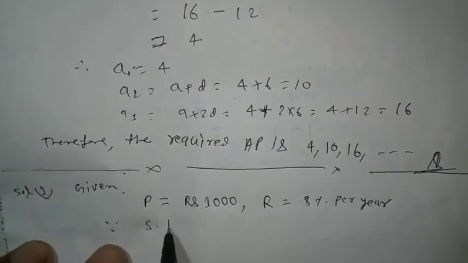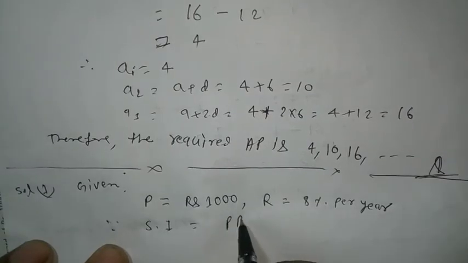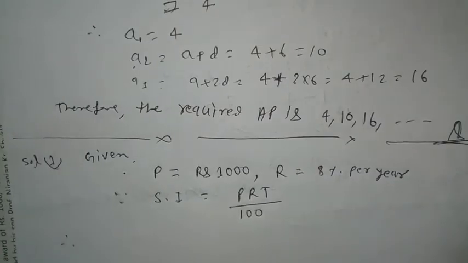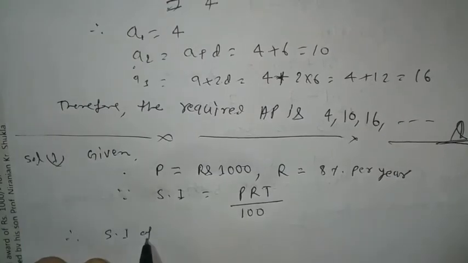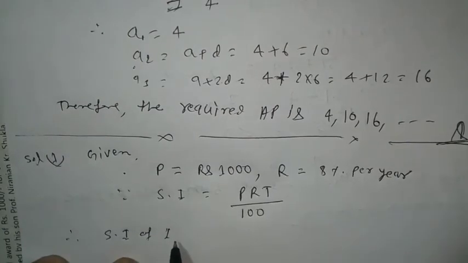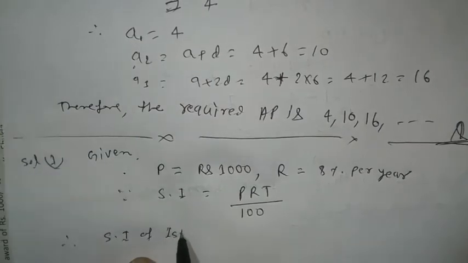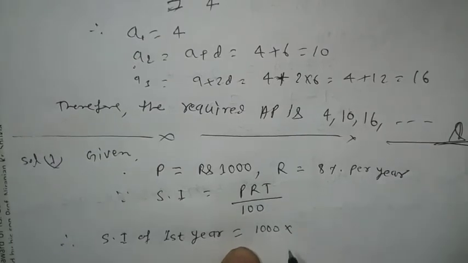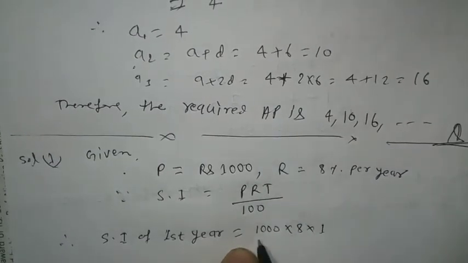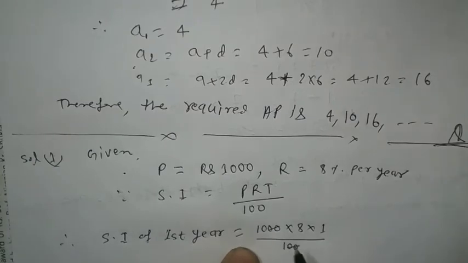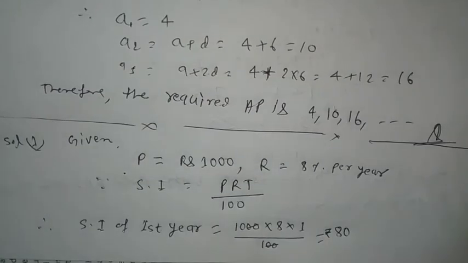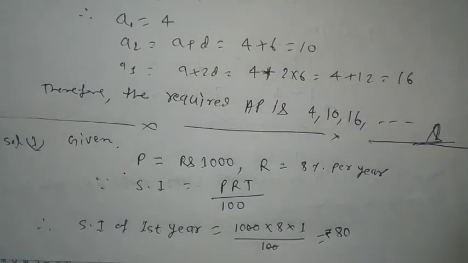because simple interest is PRT by 100, therefore simple interest of first year is equal to P 1000 into R 8 into time 1 year by 100. 20 cancel, 8 10s are 80, rupees 80. This is the simple interest of first year.